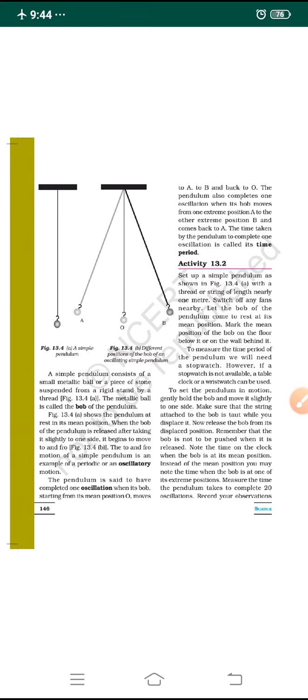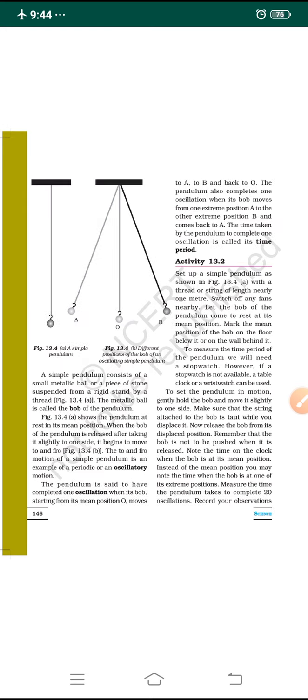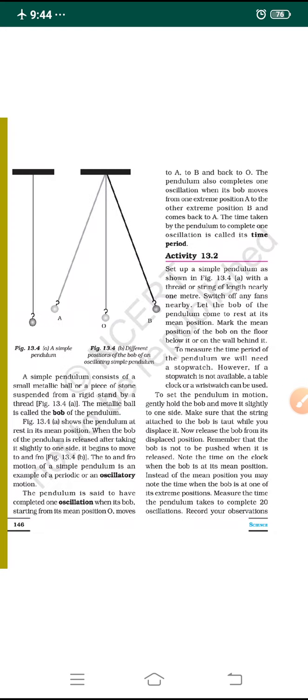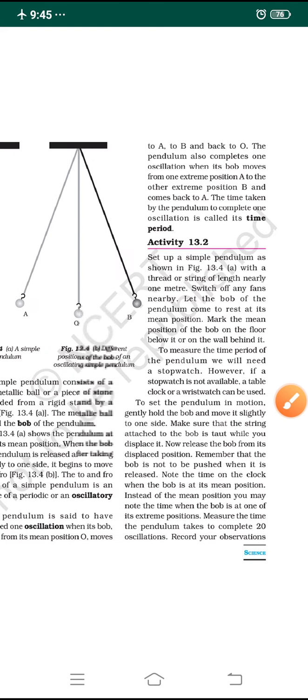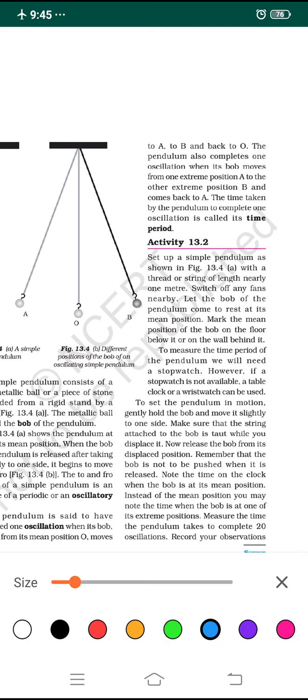In today's class, let me explain the remaining part. Let us start with activity number 13.2. Set up a simple pendulum as shown in figure 13.4. You have to set up one simple pendulum, which is shown in the figure, with the help of a thread. Here it is made already.